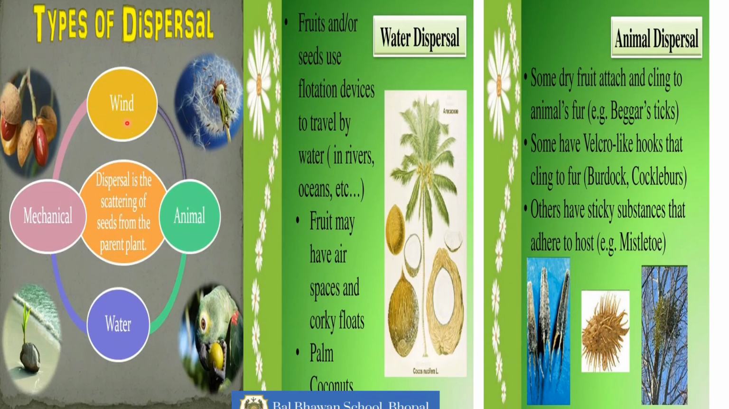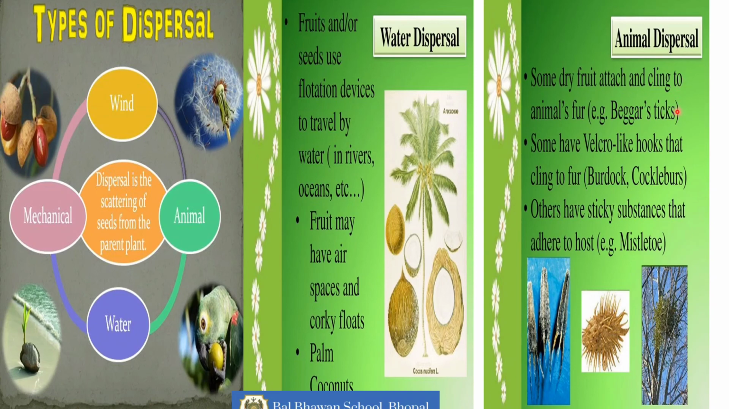Seeds may be dispersed by wind, by mechanical forces, by water, or by animals. When we talk about water dispersal, the seeds of plants which are found near water bodies are mostly dispersed by water. These fruits may have air spaces and be corky, that's why they float. We have examples like palm and coconut for this.